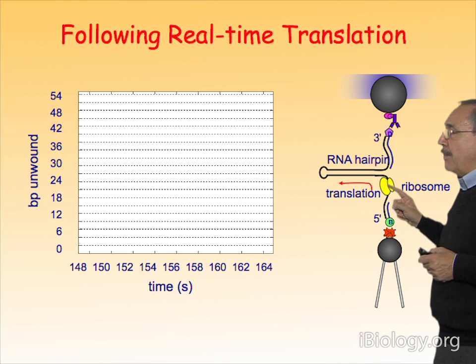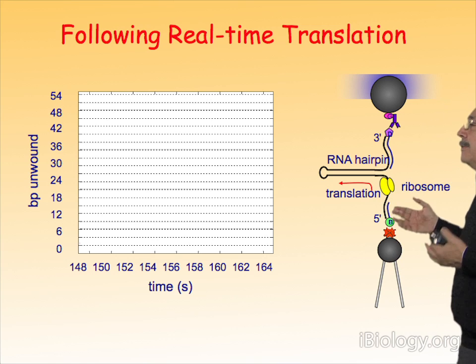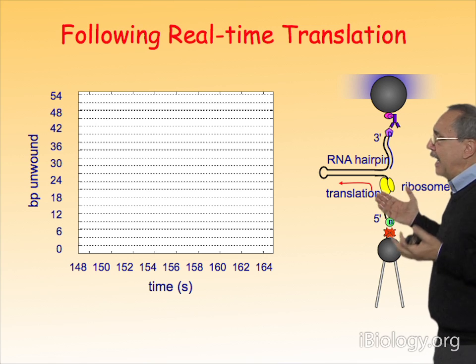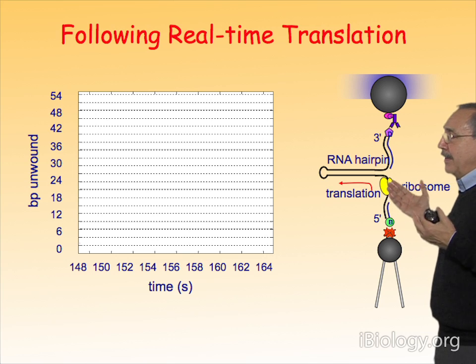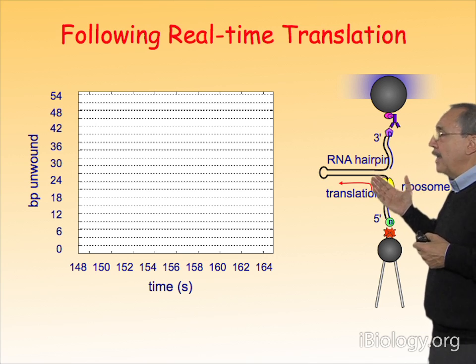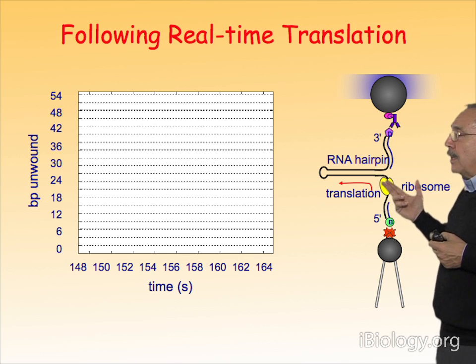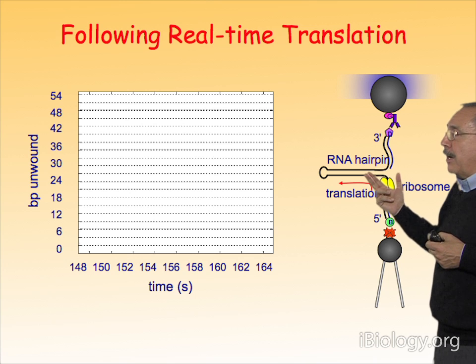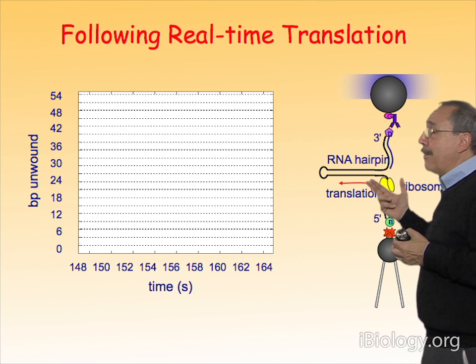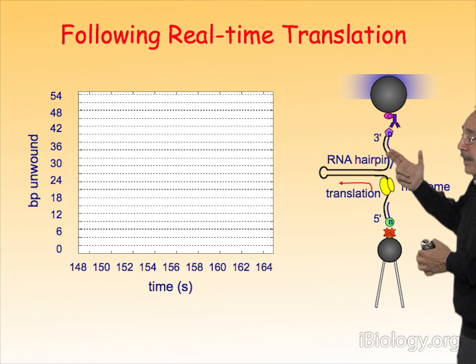Now we place the ribosome at the start site of translation and add all the components required for translation: initiation factors, elongation factors, tRNAs, aminoacyl-tRNAs, everything, including EF-G and EF-Tu. Then we are going to see the ribosome walking and translating the RNA hairpin. As the RNA hairpin is being translated, it's going to start opening. In other words, the ribosome is going to start opening the RNA hairpin.